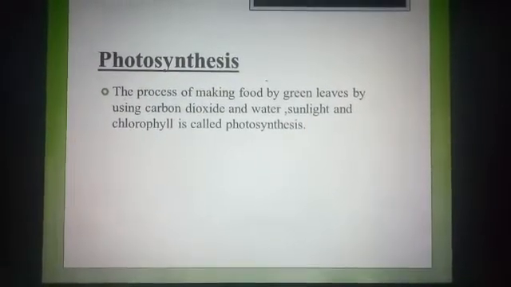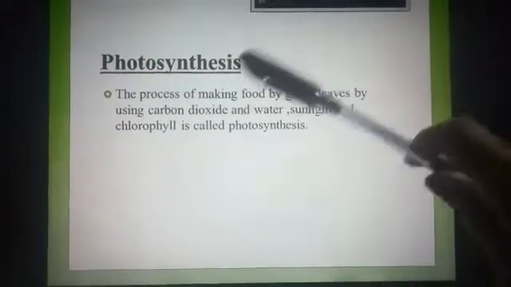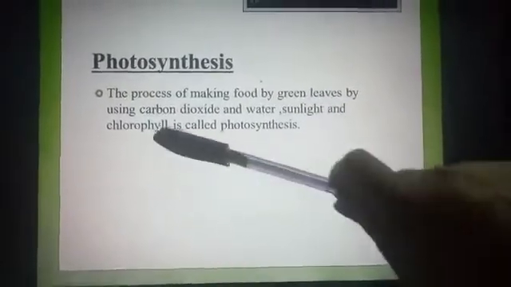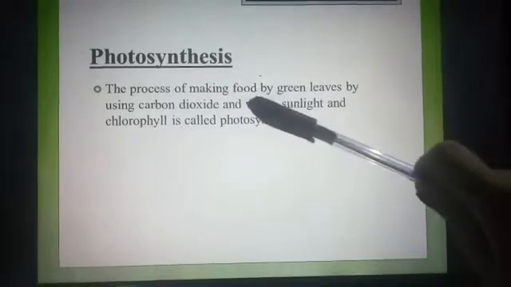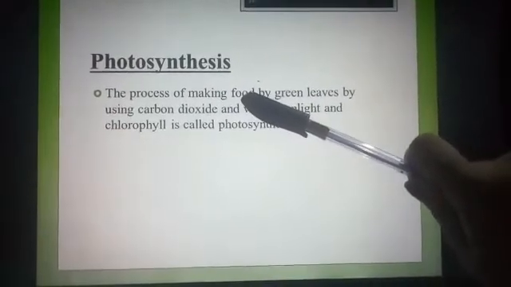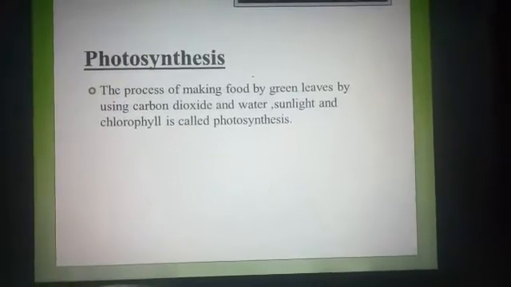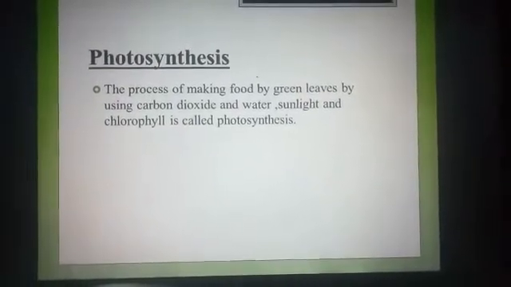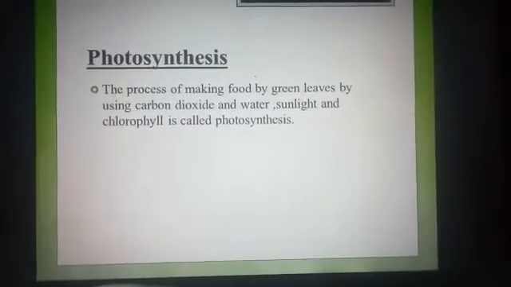Next we have the term photosynthesis. Photosynthesis takes place in green leaves, and for this they use carbon dioxide, water, sunlight and chlorophyll. What do leaves do? They make food, and this process is known as photosynthesis. Photo means light, synthesis means making. They make their food by using light.